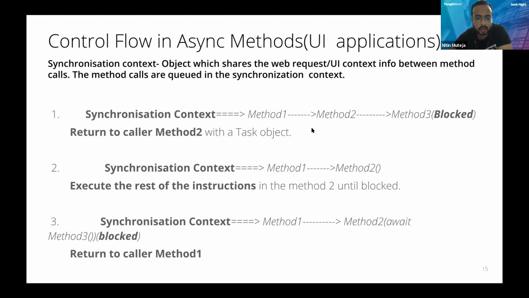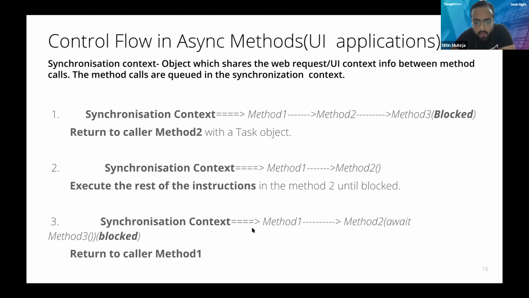It would return a task object, and since method 2 is right now not awaiting the immediate response, it might continue executing the rest of the instructions in method 2 until it needs to get the response that method 3 wants to return. Let it be a string. So when we reach the execution point where we say await method 3 and I need to get its response, method 2 will continue executing the rest of the instructions sequentially.